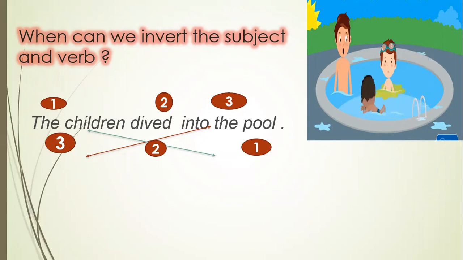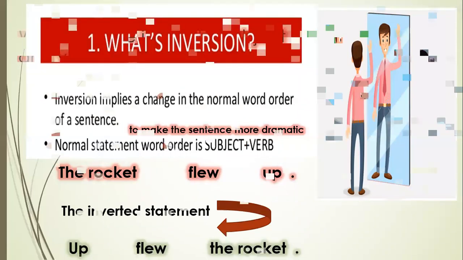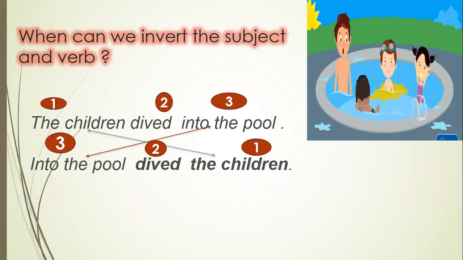As I told you before, you can make this sentence more attractive or dramatic by using the opposite structure. Here we have 1, 2, and 3. The children dived into the pool. You can use the opposite word order, which is, into the pool dived the children. Okay, by using the opposite structure or the opposite word order, you make your sentence more attractive.